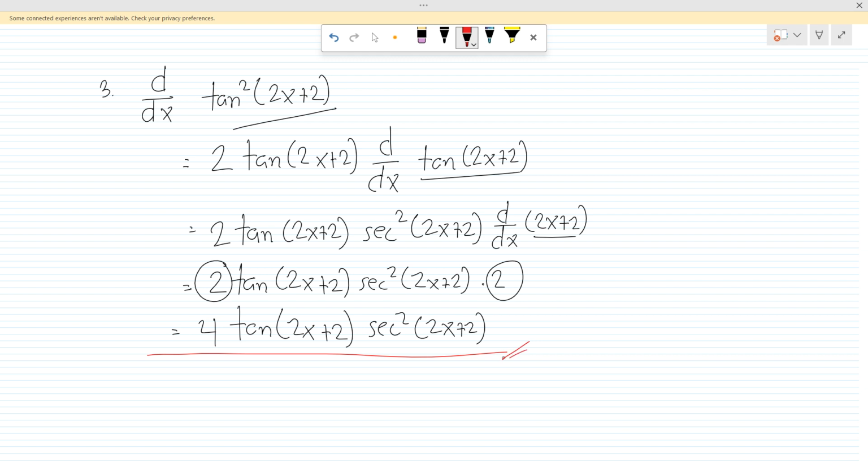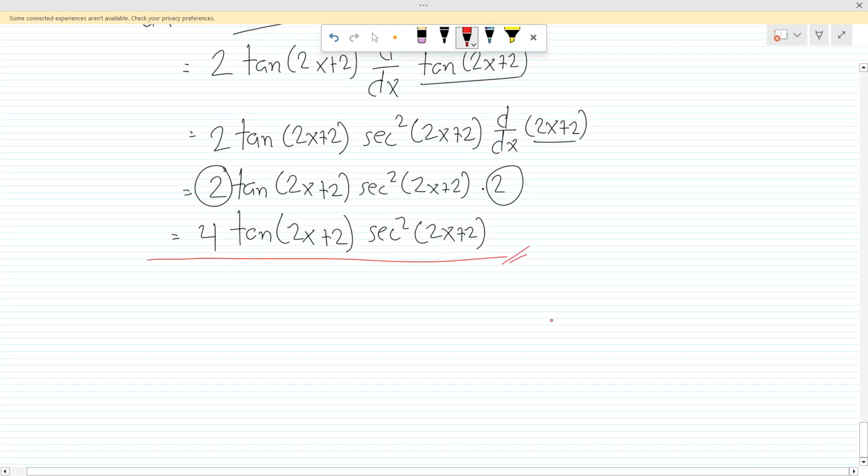Can we still simplify this? How? Sir, we can write tangent as what? Sine over cosine. And secant as what? 1 over cosine. Okay, we can still simplify.